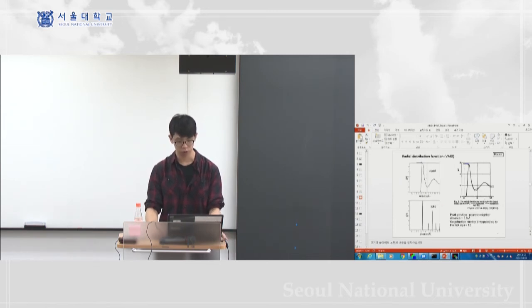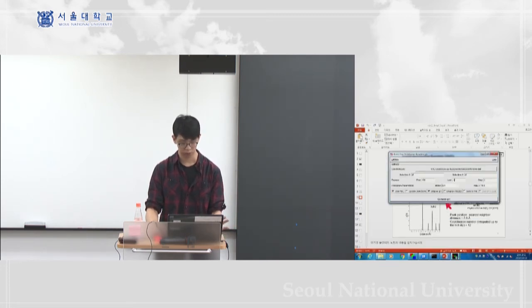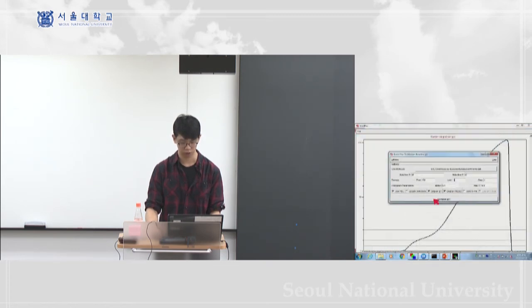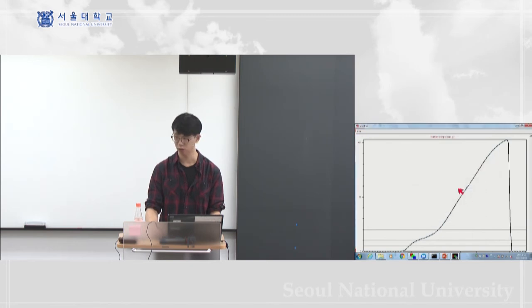If you want to know the coordination number, then you have to integrate the RDF graph. The VMD program also gives you the integrated RDFs. If you want to do that, you have to check here, display integrated RDF. Check here, and then compute. Then it will not only give you the RDF, but also this integrated value.